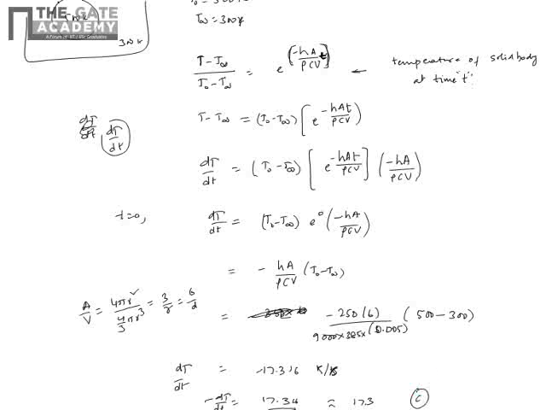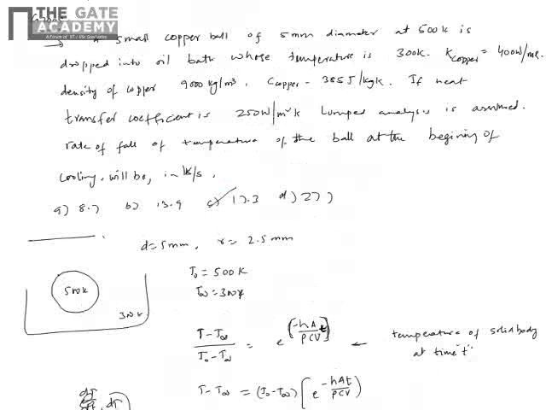Answer is C. So these kind of problems also can be asked. Only thing is the governing equation in the lumped analysis, which I initially figured out, needs to be remembered. Most of the time the temperature at a certain point of time is asked, but this is an interesting problem. The rate of fall of temperature at the start is asked.